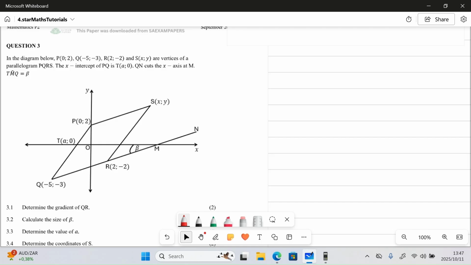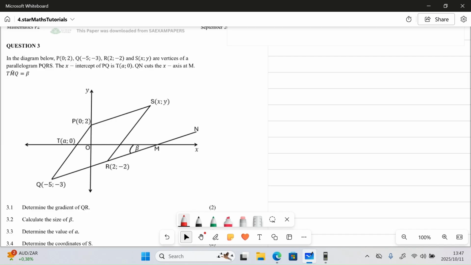Then we must also know how to use the midpoint formula. We use the midpoint formula if we want to calculate the midpoint. If we are told that this is a parallelogram, I know that diagonals bisect each other, meaning they have the same midpoint. So, one of the easiest chapters. Actually, mathematics is one of the easiest subjects.